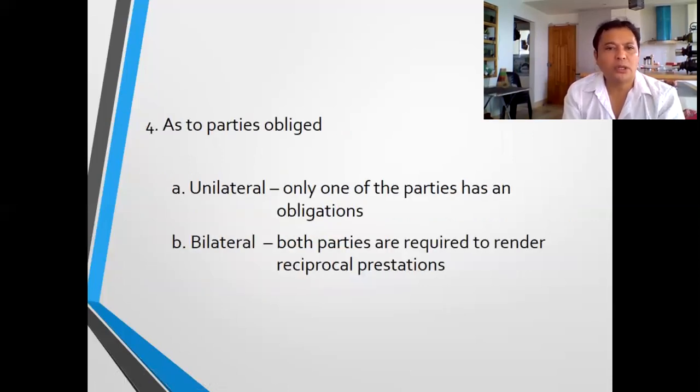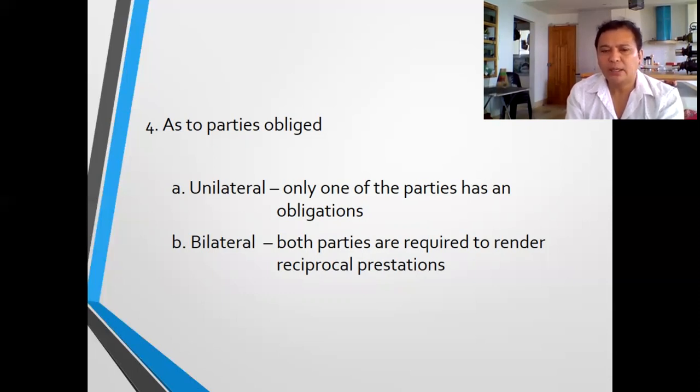Also, contracts are classified in accordance to parties obliged. These are unilateral contracts and bilateral contracts. In unilateral contracts, only one person or one party has the obligation, while in bilateral contracts, both parties have reciprocal prestations, or they are required to perform.